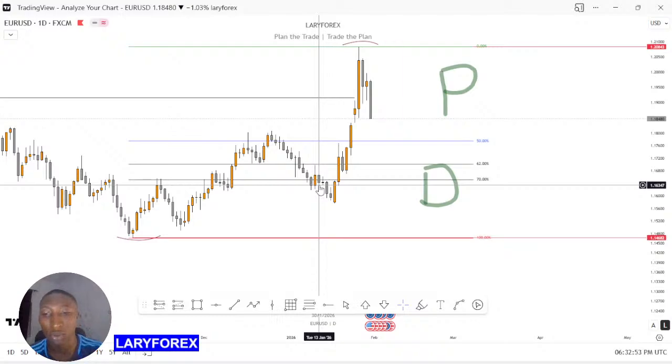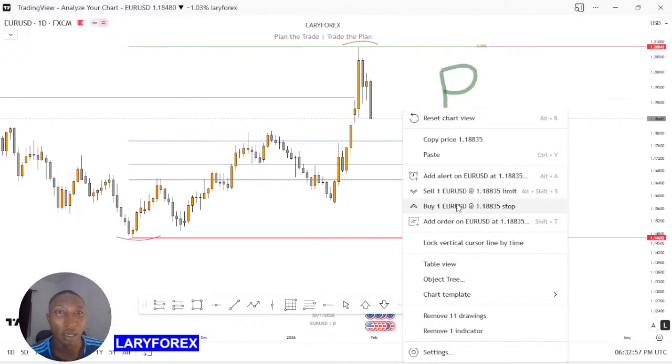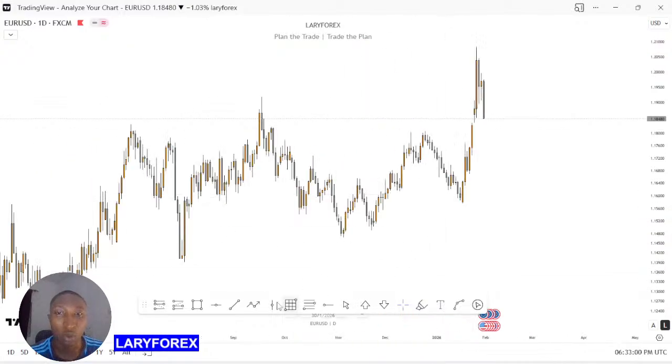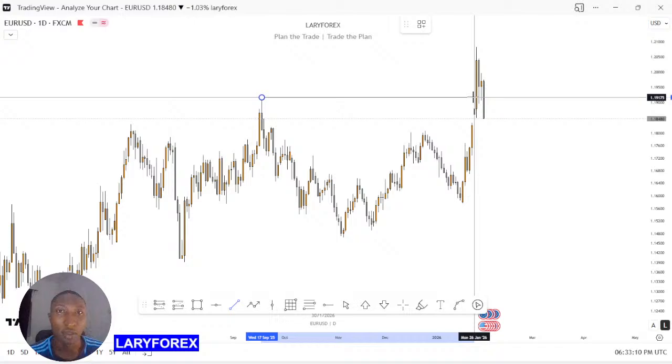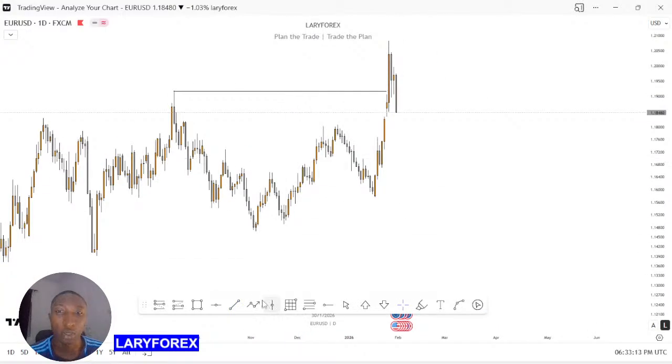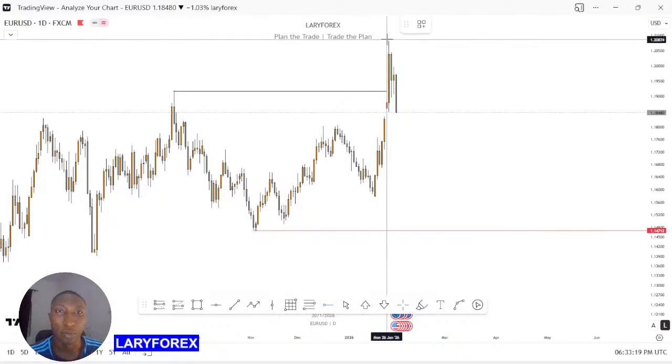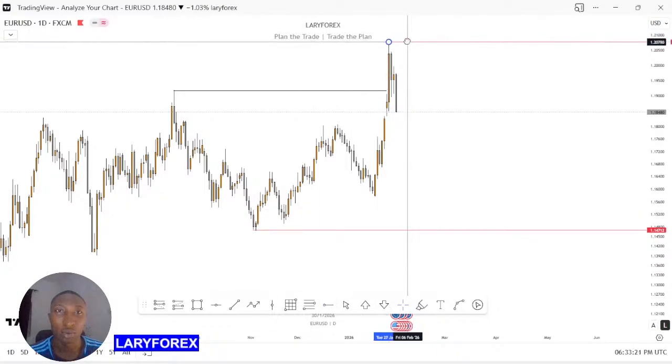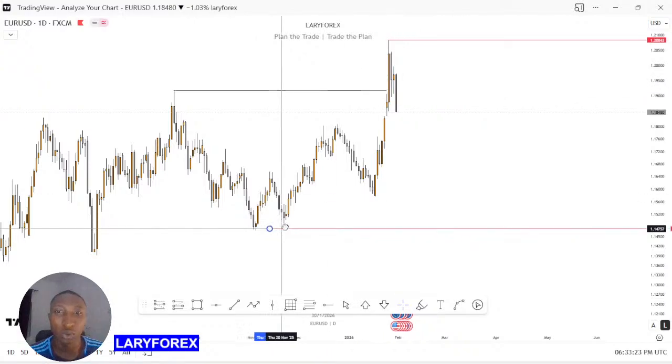Okay, so let's go to our 4 hour time frame from here. But before then, I will wipe everything here out, leaving only the break of structure. Are you guys following at all? Hope I'm not confusing anybody. So here we have the break of structure, and here we have the swing point A, and the swing point B here.